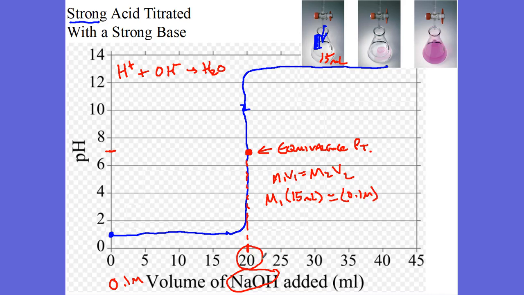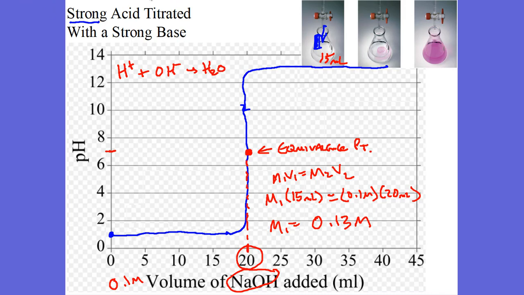How much base did I use? I used 20 milliliters. And so you can see I'm using M1V1 equals M2V2. I have 0.1 times 20 divided by 15, and that gives me a molarity of my acid of 0.13 molar. And that is what a titration curve looks like of a strong acid with a strong base.